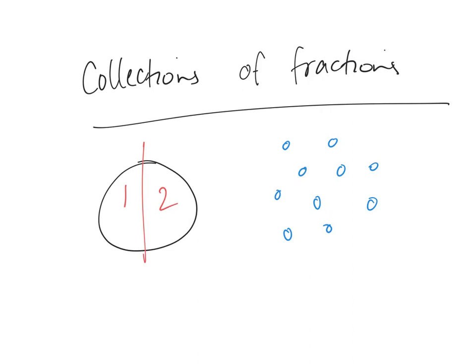So I'm just going to go to a new screen. When I'm looking at collections, so I've got 10. 1, 2, 3, 4, 5, 6, 7, 8, 9, 10. I can do this a number of ways.